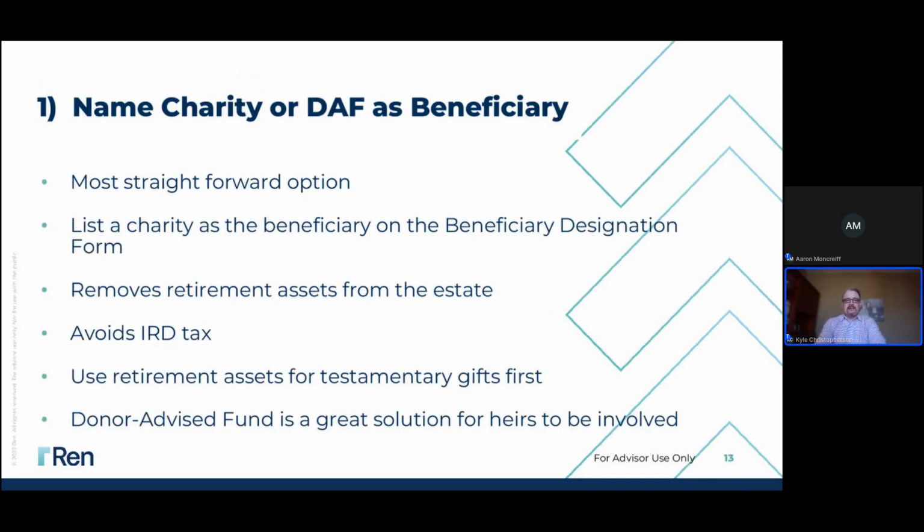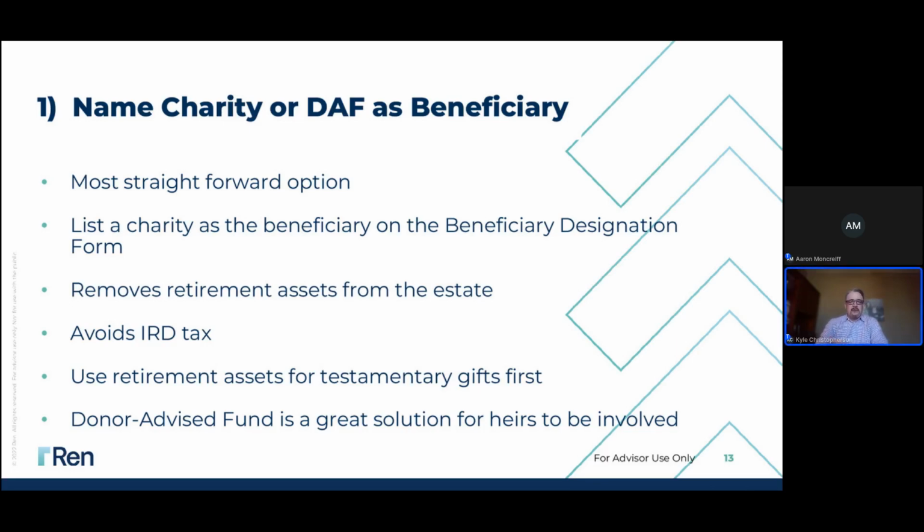So the first option, again, is the most straightforward option. What you would do on the retirement plan form is simply go in there and look at the beneficiary designation. If you wanted to name a charity directly, you would just list that charity name in the beneficiary designation area. And if you wanted a donor advised fund, then what you're going to be naming is the name of the sponsoring charity of that donor advised fund program. So for the Commonwealth Charitable Gift Fund, you would name the Renaissance Charitable Foundation for benefit of the Kyle Christopherson Family Fund, whatever the name of that donor advised fund is going to be called.